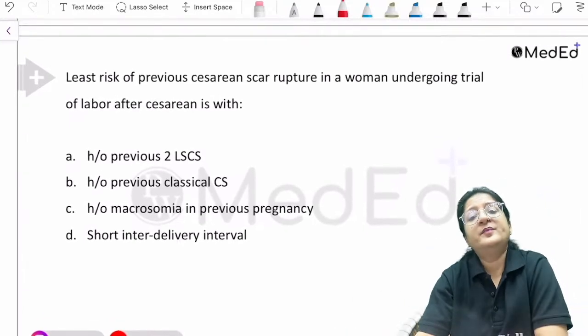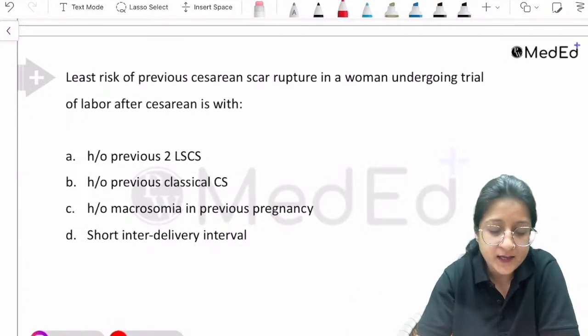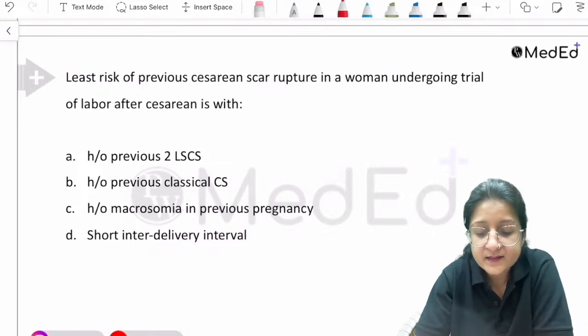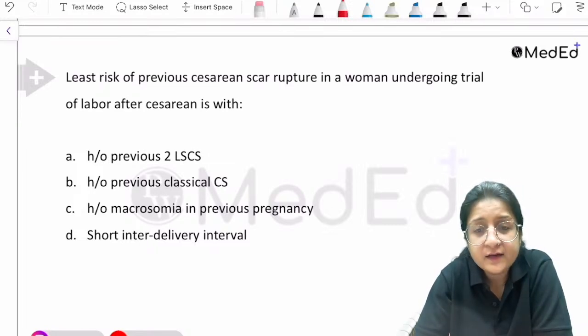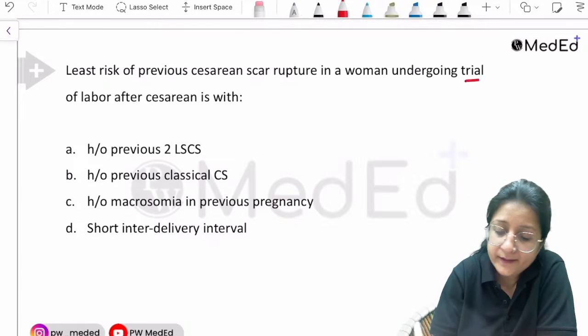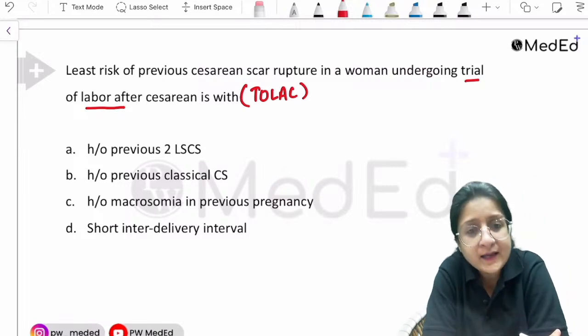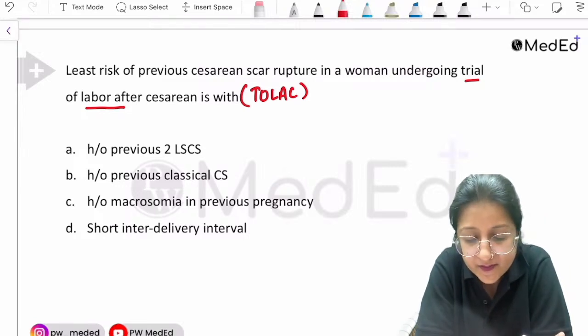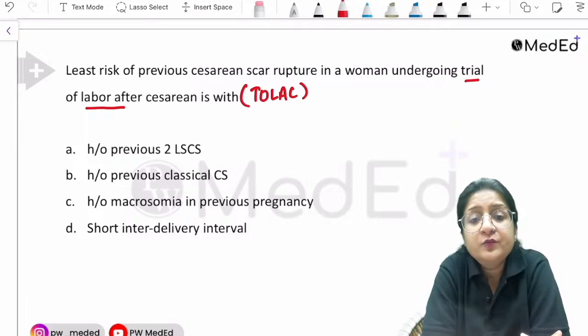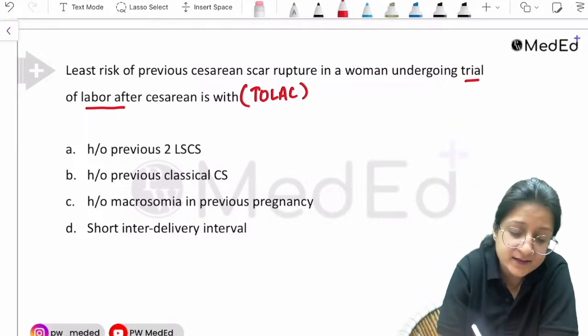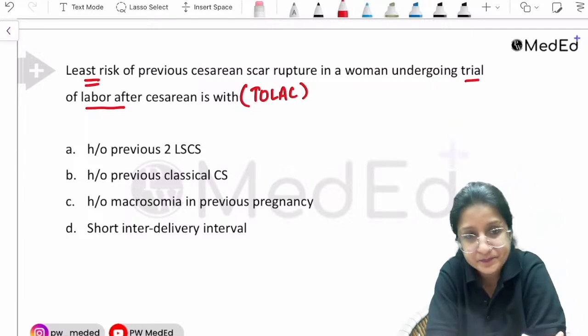Least risk of previous cesarean scar rupture in a woman undergoing trial of labor after cesarean, short form TOLAC. This is from your recent FMG. Least risk of previous cesarean scar rupture in a woman undergoing TOLAC is with which situation? Least risk, they are asking, least risk.